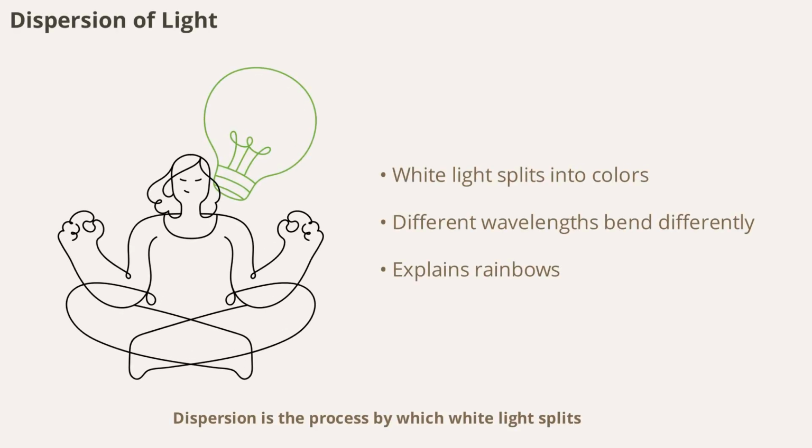Dispersion is the process by which white light splits into its constituent colors when passing through a prism. This happens because different colors of light bend by different amounts due to their varying wavelengths. Dispersion is responsible for beautiful natural phenomena like rainbows and is also used in scientific instruments to analyze light. Understanding dispersion helps explain why the sky is blue and sunsets are red.